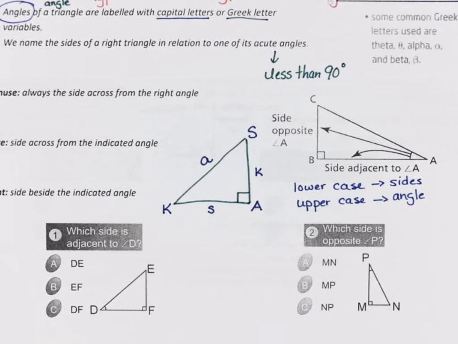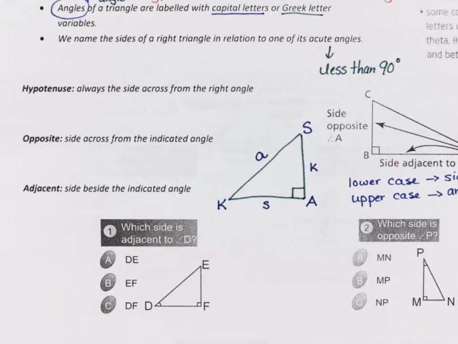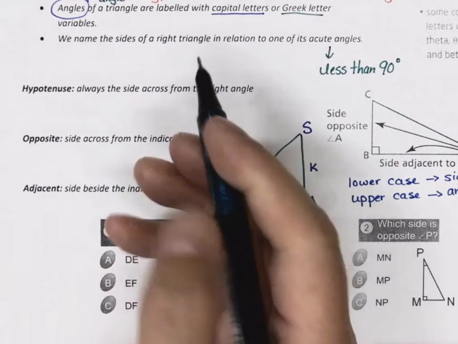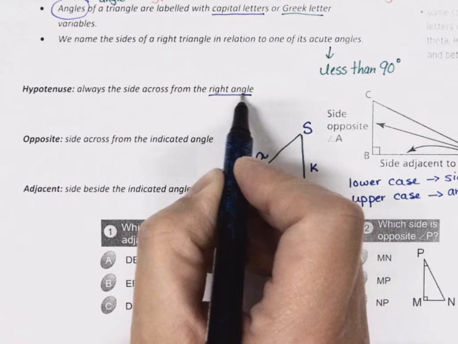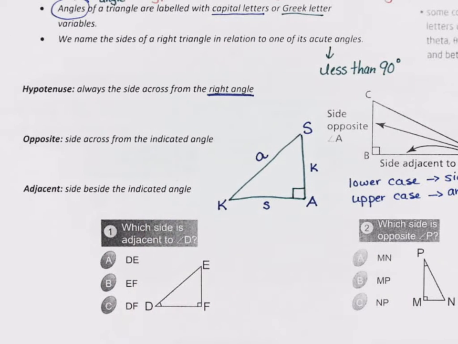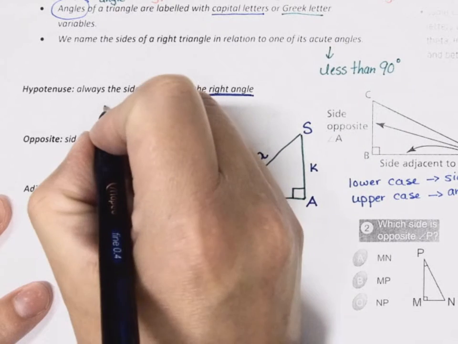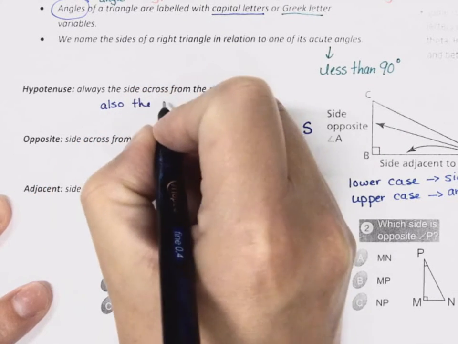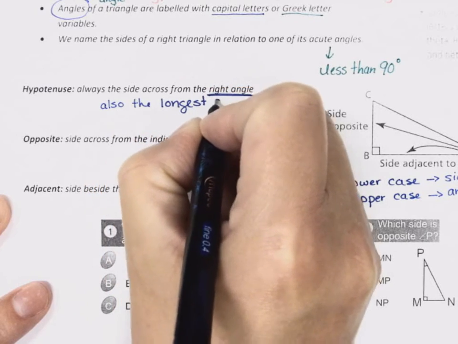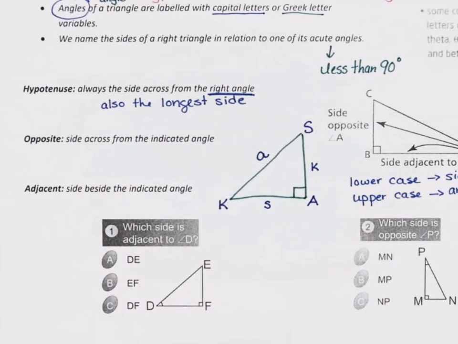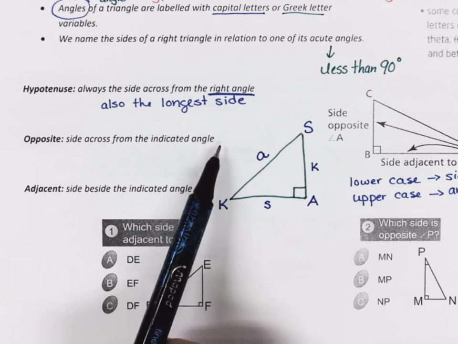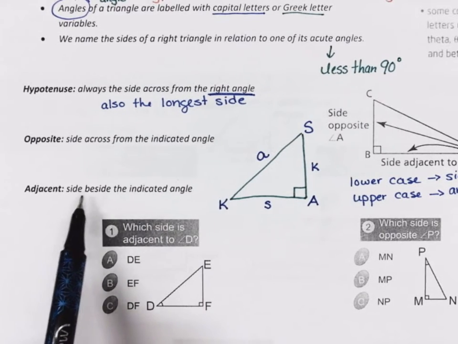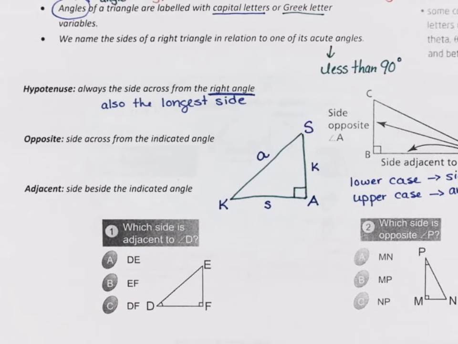We'll go to the next question in a second. The hypotenuse is always the side across from the right angle. So these are types of sides. These aren't their names, these are types. What else do we know about the hypotenuse? There's something special about it. It's the longest side. And opposite is across from the indicated angle, and adjacent is the side that's right next to the indicated angle.